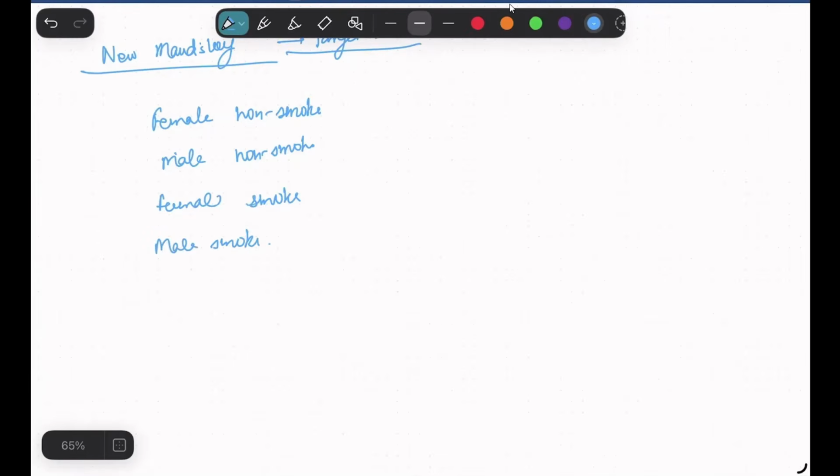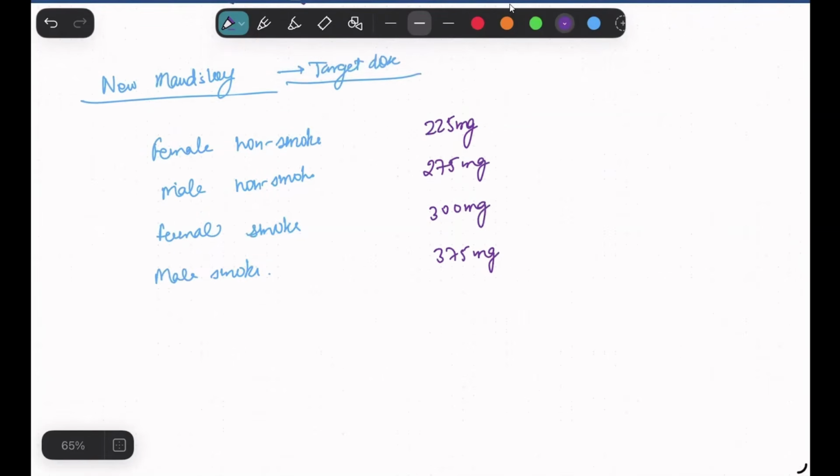So first, for female non-smoker, the target dose is 225 mg. Okay, understood. For male non-smoker, it is 275 mg. For female smoker, it is 300 mg. And for male smoker, it is 375 mg. Clear? I think this must be clear for you. This one is actually for the white population.